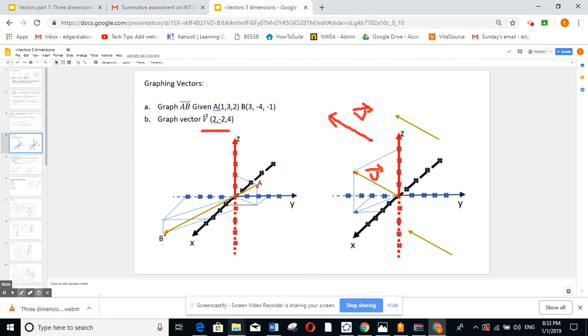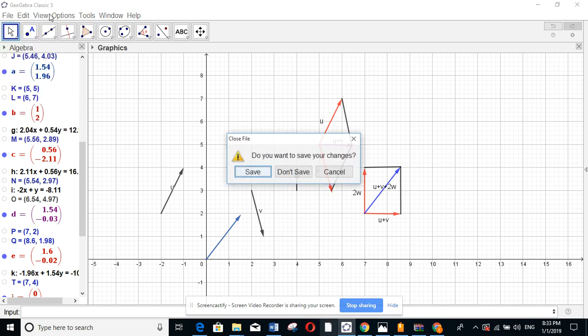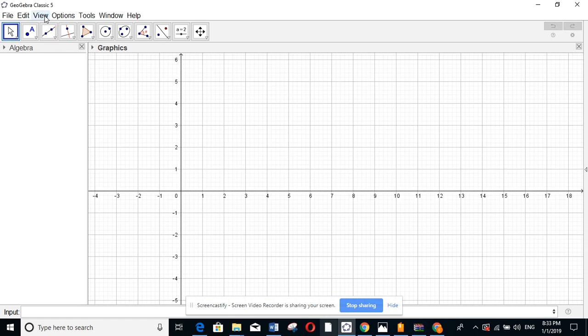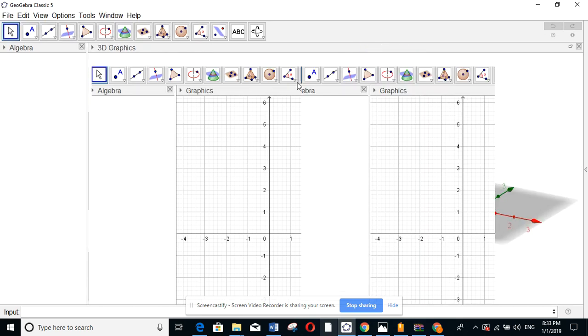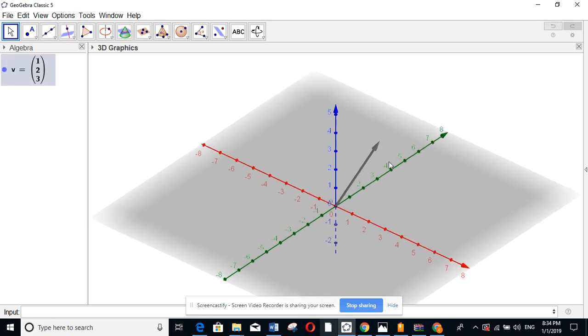Let us go to GeoGebra for a while to tell you how to graph a vector. So, 3D graphic. Suppose I want, for example, a vector v whose components are 1, 2, 3. So you put the small v, not big V. So this is vector v, as you can see.